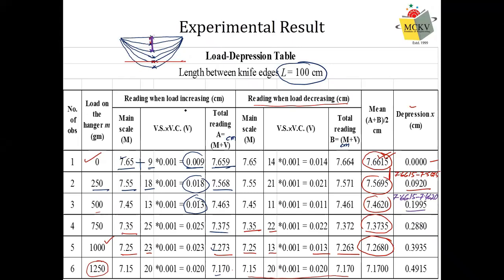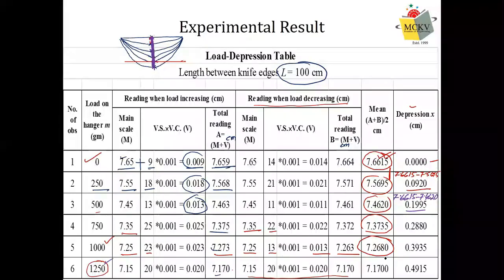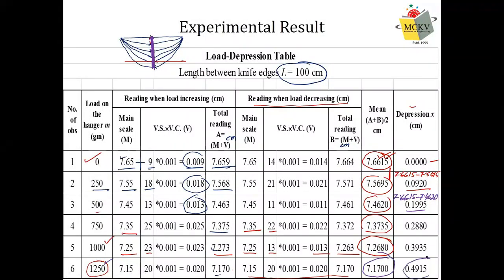So by this way, for any given load, you can find out the depression. And how are you estimating the depression? Suppose you are estimating the depression for the maximum load, 250 grams. How will you measure it? You will again measure it from the no load condition. So this is the total depression. And how will you measure it? So 7.6615 minus 7.17. That will give you this value.